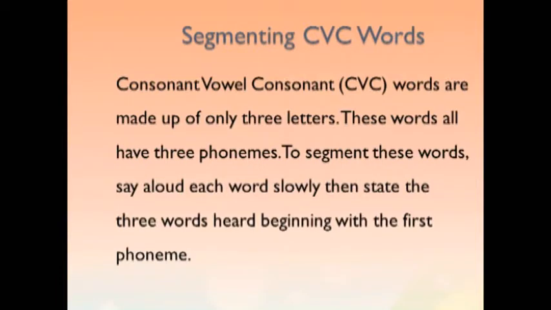Now, how do we segment CVC words? Consonant, vowel, consonant words are made up of only 3 letters. These words all have 3 phonemes. To segment these words, say aloud each word slowly, then state the 3 sounds heard, beginning with the first phoneme.